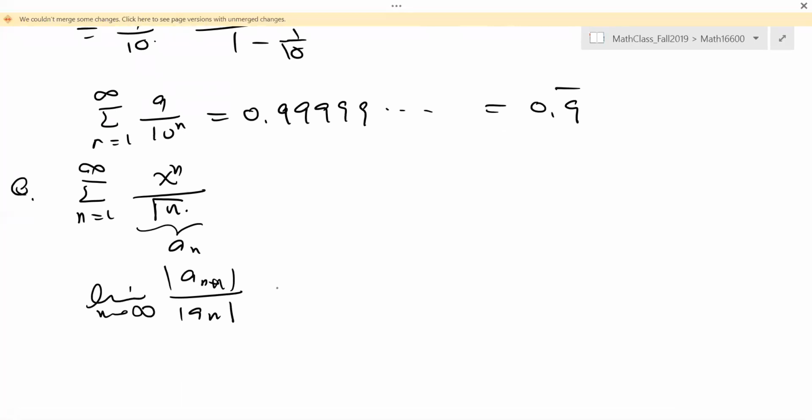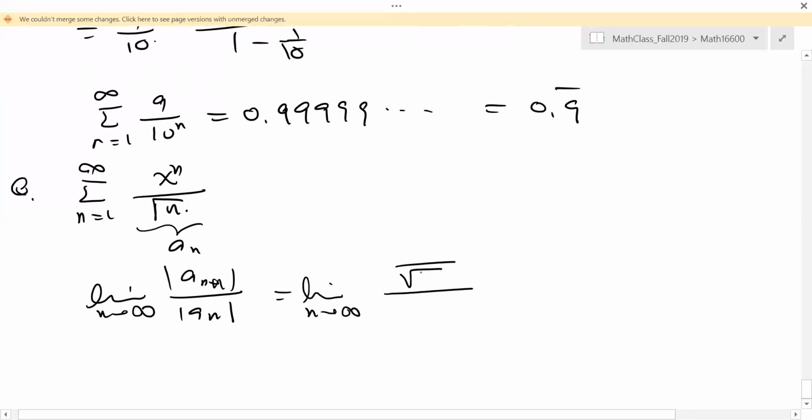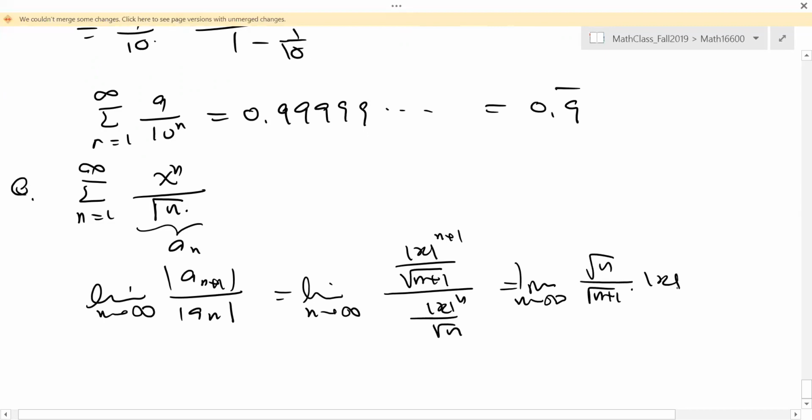If you use the ratio test, you will get this, so be careful about this. How do I get from here to here? Right, you know how to do it. So what is the limit of this? That's a 1, right? So the answer is just 1 times |x|.